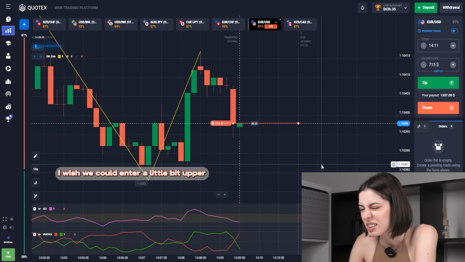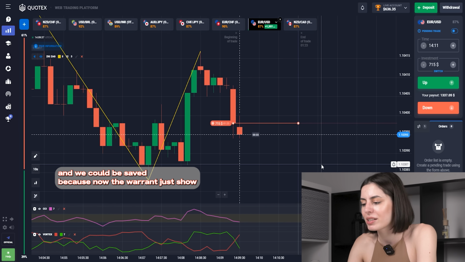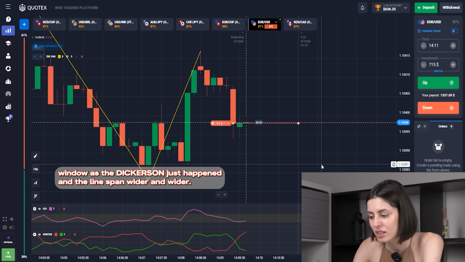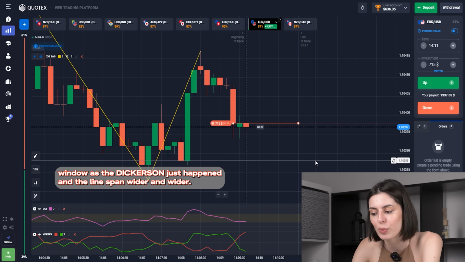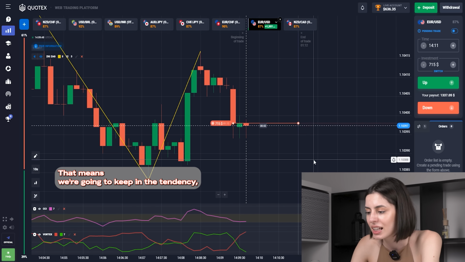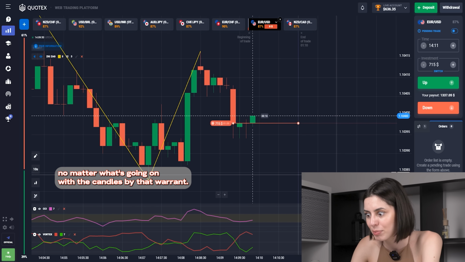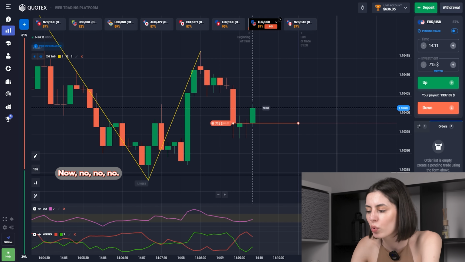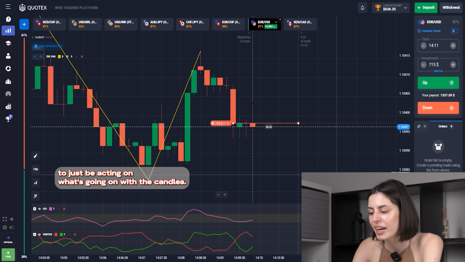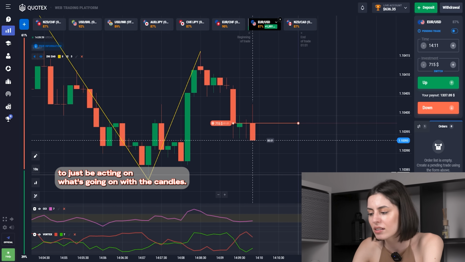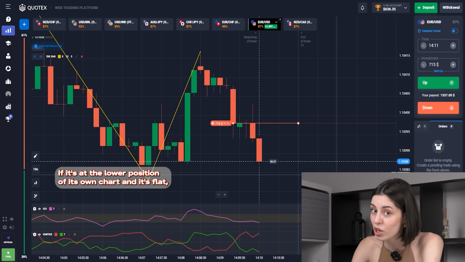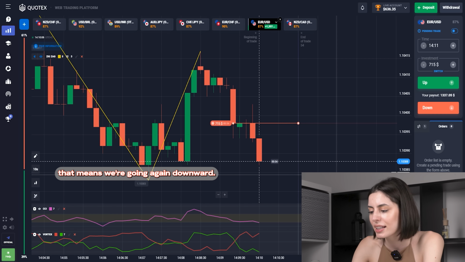I wish we could enter a little bit upper and we could be safe, because now the Vortex is just showing us that the crossing just happened and the lines went wider and wider. That means we're going to keep in the tendency no matter what's going on with the candles. And CCI is just reacting on what's going on with the candles, but don't forget about the CCI. If it's at a lower position of its own chart and it's flat, that means we're going to get downward.